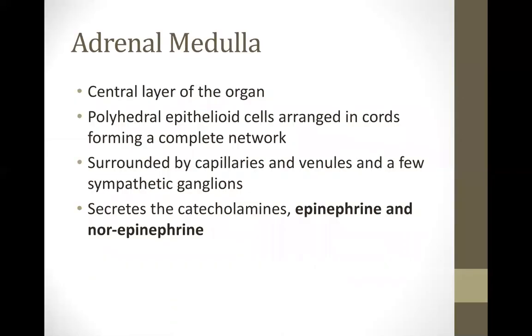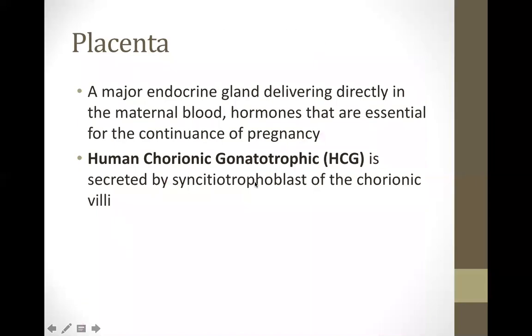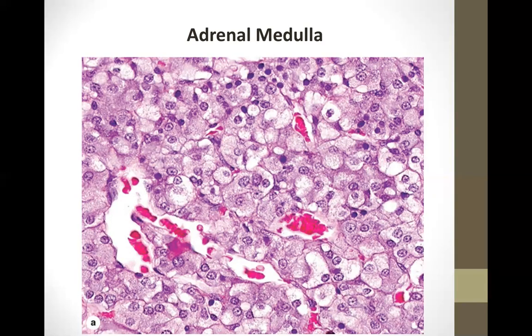Now let's go to the adrenal medulla. This is the central layer of the organ. The cells here are polyhedral epithelioid cells arranged in cords, forming a network. They secrete the catecholamines. Okay? Catecholamines are your epinephrine and norepinephrine. So these are your adrenal medulla. These are your cells secreting the catecholamines. All right, class.